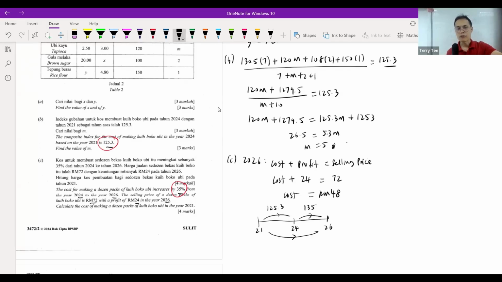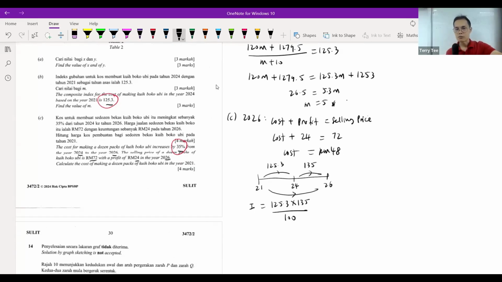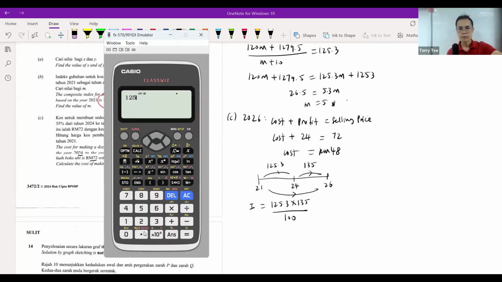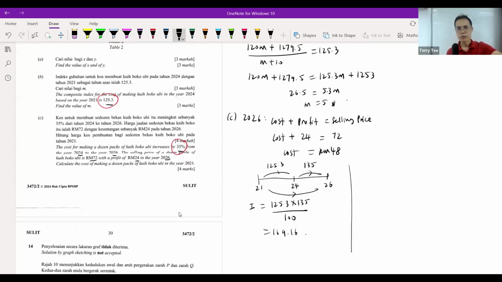Now let's find out the overall increment from 21 to 26. We take the 2 consecutive indices, multiply together, divide by 100. Okay, let me count. 125.3 times 135 divided by 100. You should get 169.16. You can round off. Okay, meaning from here, we know the cost in the year 2026, which is 48 ringgit.